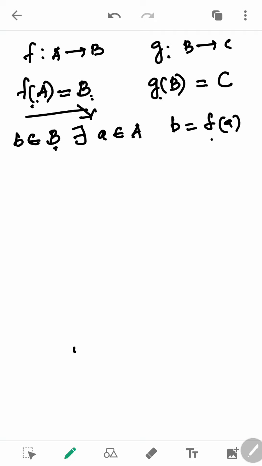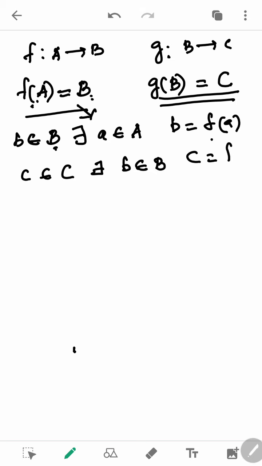And what does this mean? This surjective means for any c belongs to C, there exists b belongs to B such that c is equal to g of b, the surjectiveness of g. These are the two conditions given. What you have to prove?